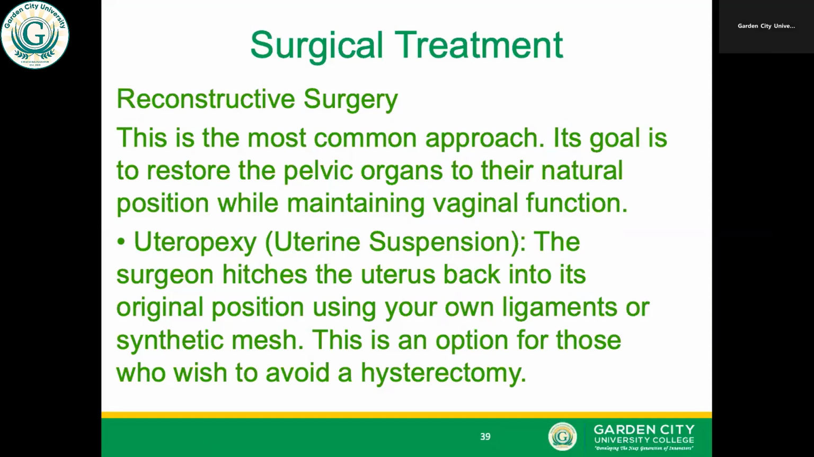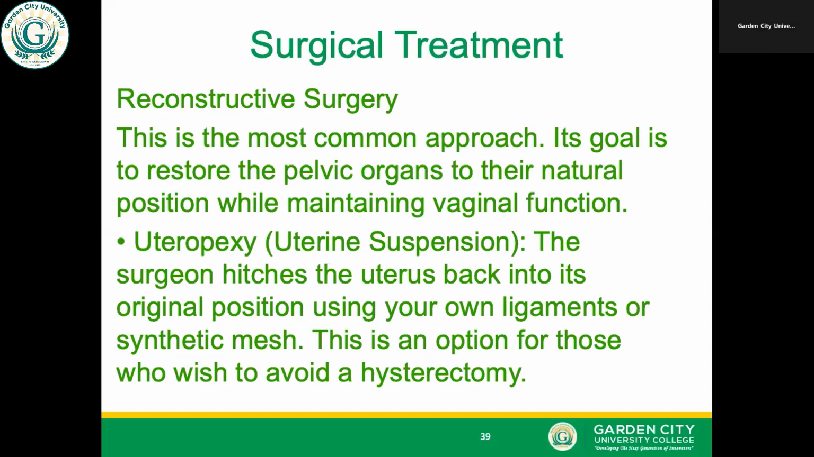So we have the surgical treatment. We have the reconstructive surgery. With this one, it's the most common approach, and the goal is to restore the pelvic organs to their natural position while maintaining vaginal function. The reconstructive one is done on the ligaments. So they try to resize the ligaments and put them in their right places so that once the ligaments are reconstructed to their normal position, automatically it pulls the uterus up.